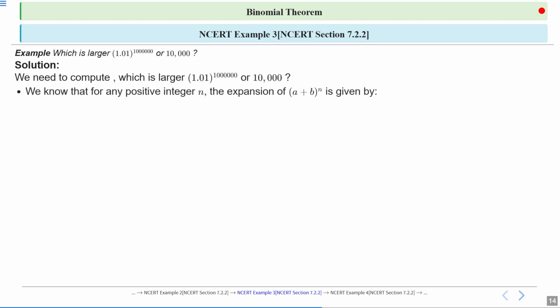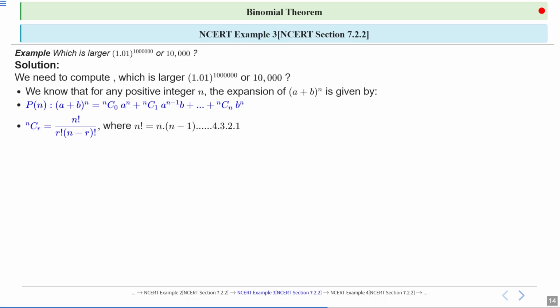We know that for any positive integer n, the expansion of (a plus b) whole to the power n is given by (a plus b) to the power n equal to nC0 a to the power n plus nC1 a to the power n minus 1 times b plus dot dot dot nCn b to the power n. Now the binomial coefficient nCr is equal to n factorial upon r factorial times (n minus r) factorial, where n factorial is n times (n minus 1) times dot dot dot 4 times 3 times 2 times 1.